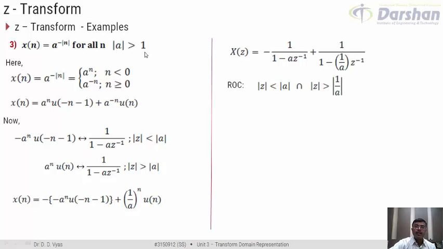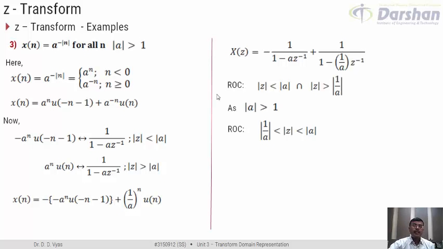However, in this example specifically, we are saying that mod a is greater than 1, and hence we can write the common ROC as 1 by a less than mod z less than mod a. However, if it would have been a case like mod a is less than 1, then we would say that there is no common region in ROC, and hence Z transform does not exist.